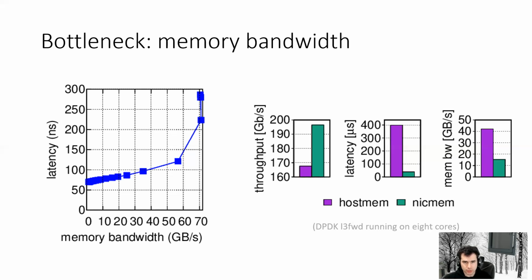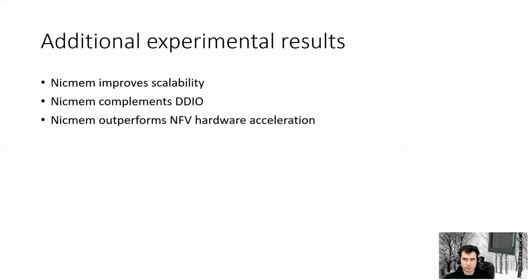Nicmem is able to avoid all of this because only packet headers go to host memory, and therefore the memory bandwidth imposed by it is lower. So we already demonstrated that Nicmem is a good idea. Now let's take a look at some additional experimental results. We first show that Nicmem improves scalability. Then we see that Nicmem complements DDIO. And finally, we show how Nicmem outperforms NFV acceleration in NIC hardware.